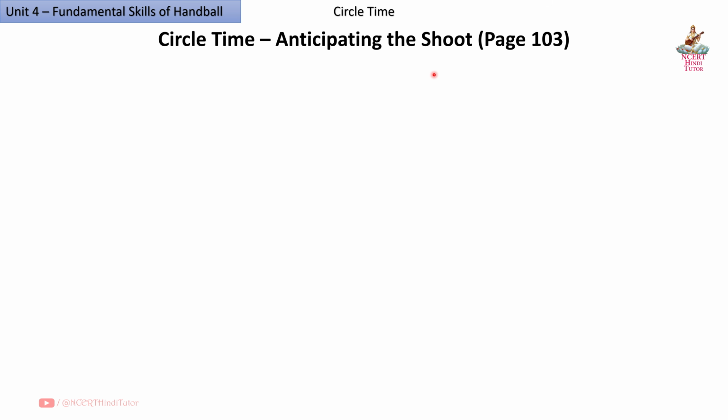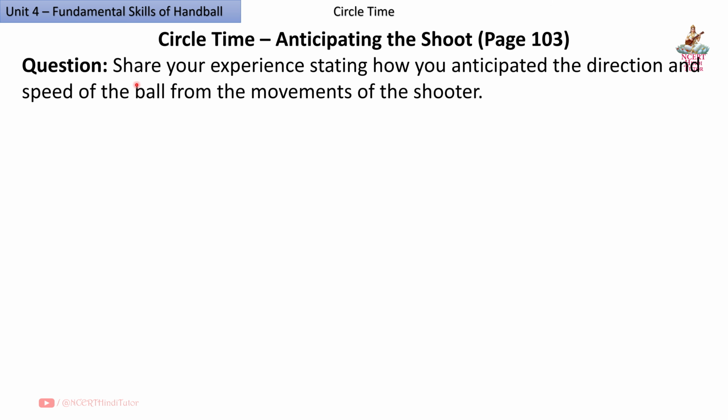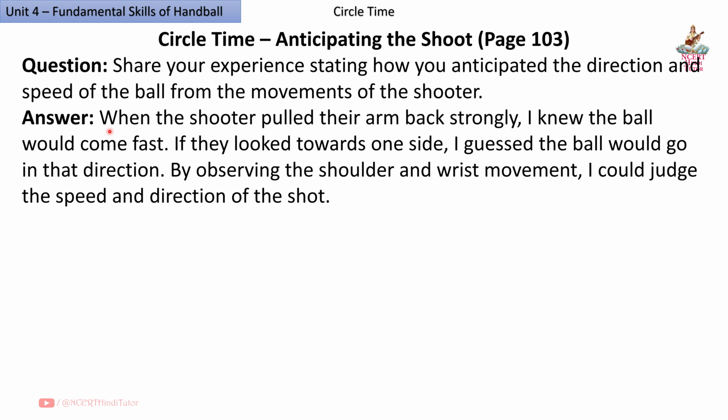Circle time, anticipating the shoot, page 103. Question. Share your experience stating how you anticipated the direction and speed of the ball from the movements of the shooter. Answer. When the shooter pulled their arm back strongly, I knew the ball would come fast. If they looked towards one side, I guessed the ball would go in that direction. By observing the shoulder and wrist movement, I could judge the speed and direction of the shot.